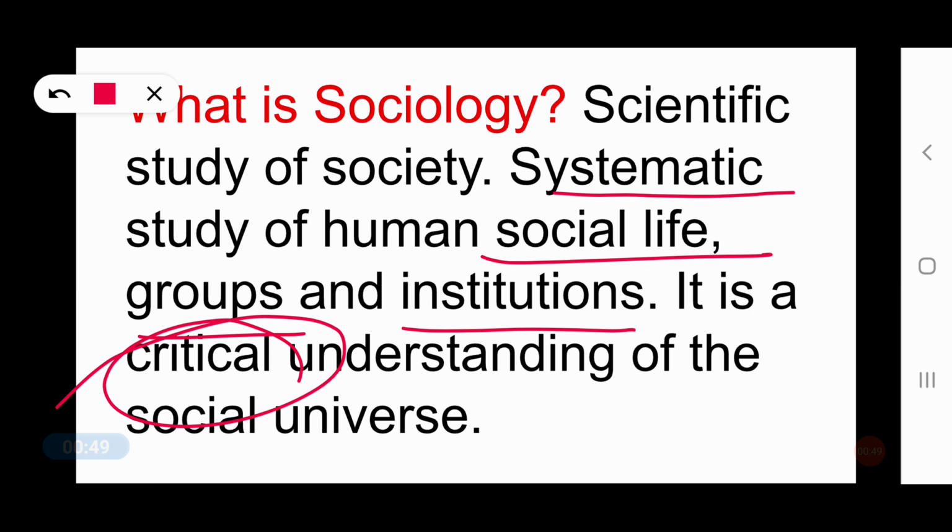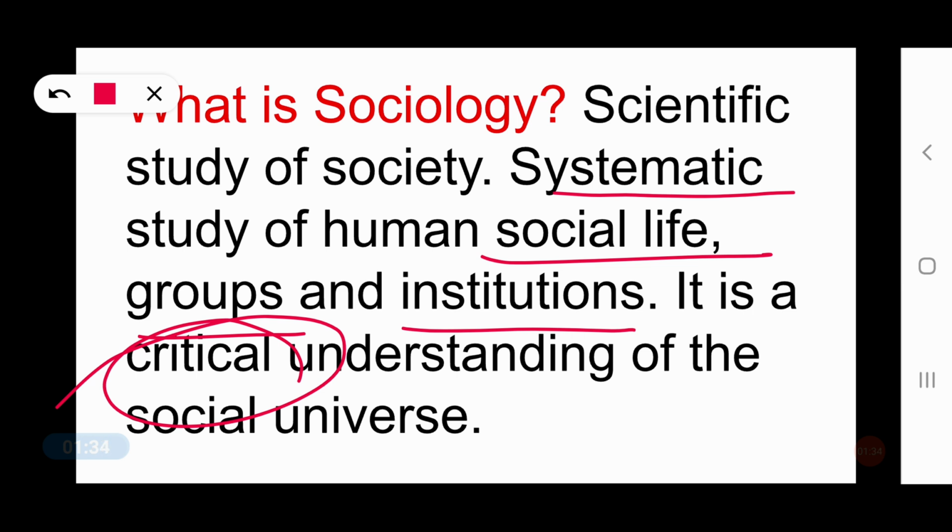So while history is the study of man's past events, sociology is the study of human social lives, groups and social institutions, and it is a critical understanding of the social universe. While history as a discipline deals with the study of man's past, sociology as a discipline is a scientific and systematic study of the networks of social relations.